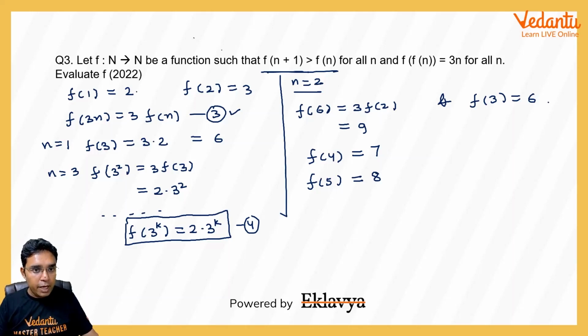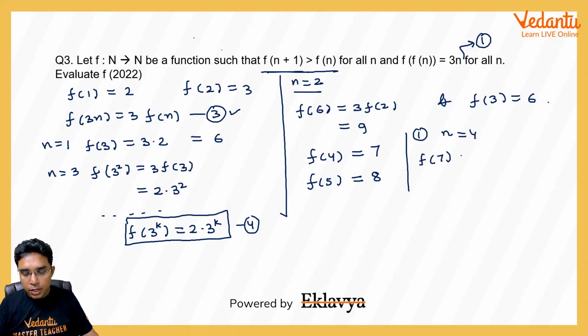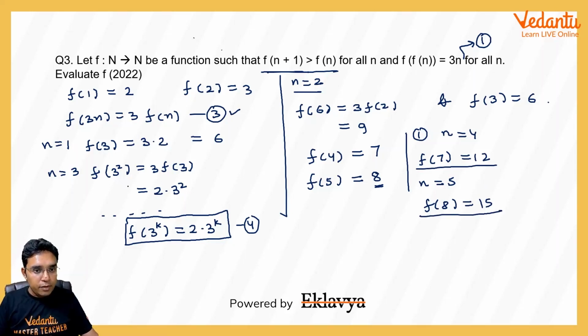So far we have found f1, f2, f3, f4, f5, f6. Now if we need to find f7, I will again be using this equation number 1. How? In equation 1, if I put n is equal to 4, I think we will get f7 is equal to 12. If I need f8, I will put n is equal to 5 in equation number 1, so f of f5 means f of 8 will become equal to 15. So you can see we have found f7 also, f8 also, and f9 we have already found.